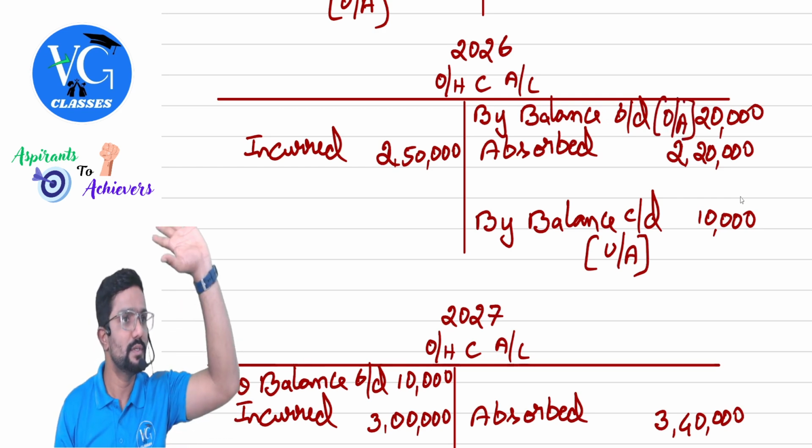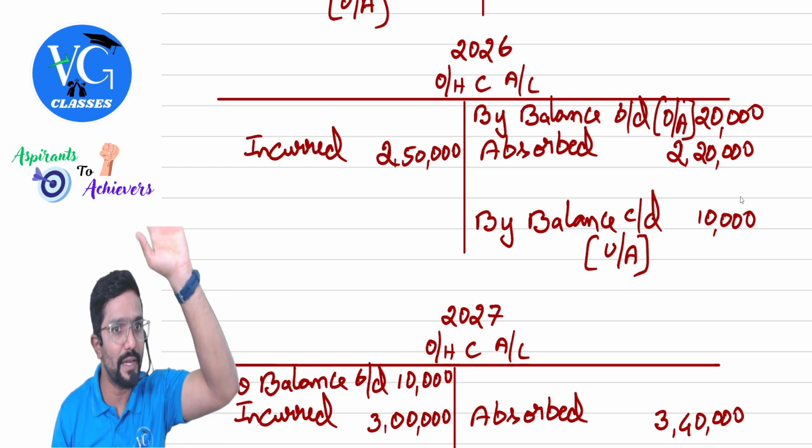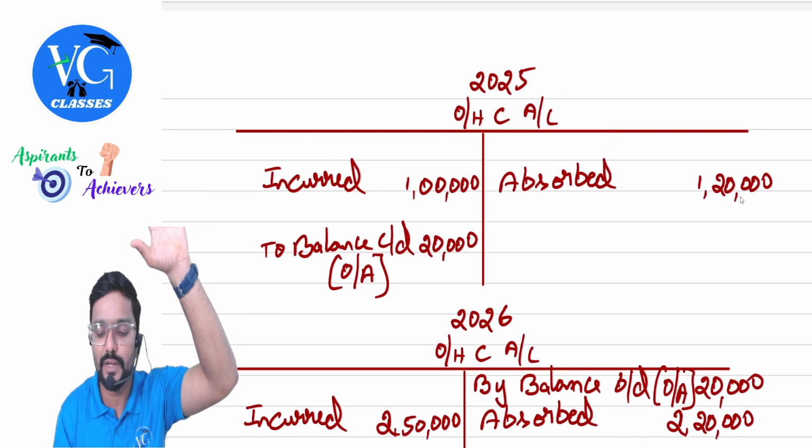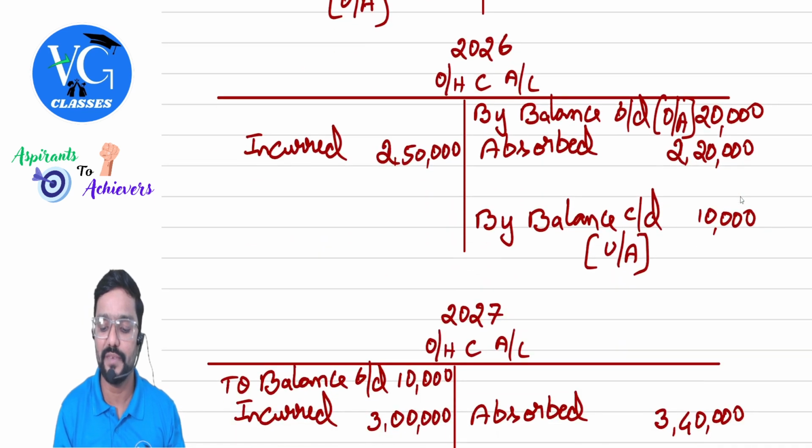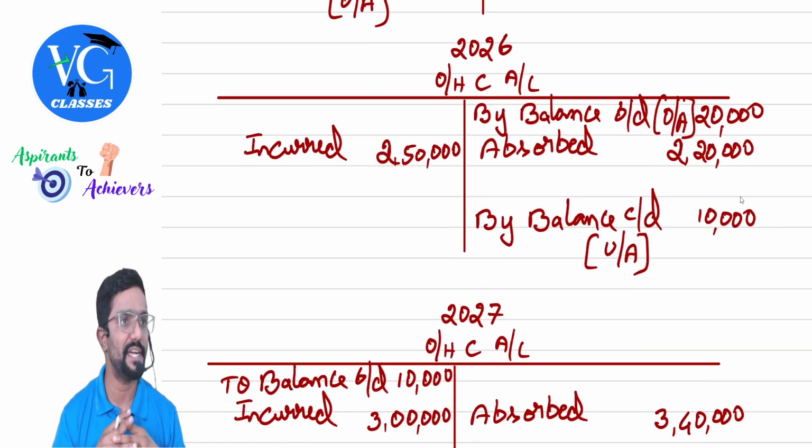Over absorption will have a credit balance. Hope you understood. Why, sir? Last year, which side was more, guys? Credit side. Clear? Okay. In 2026, we started with an opening balance on the credit side.